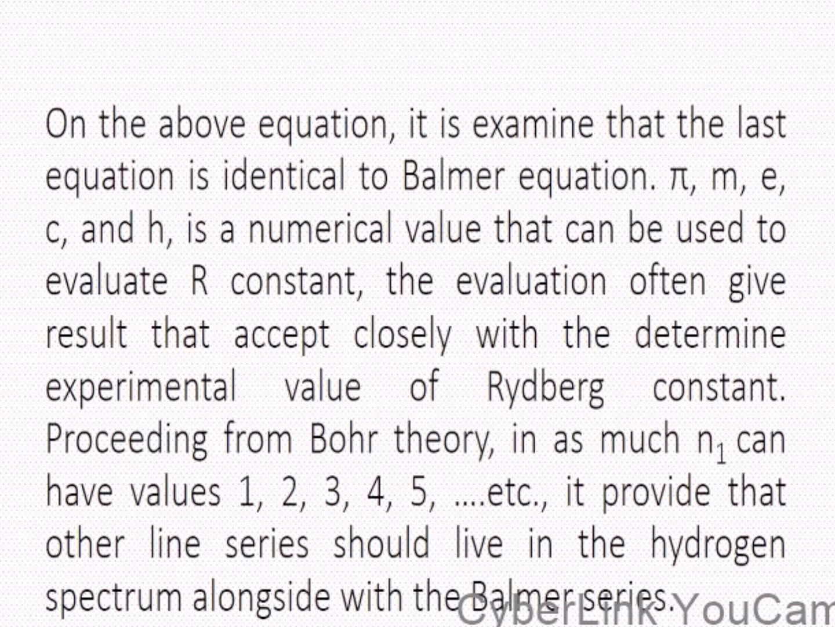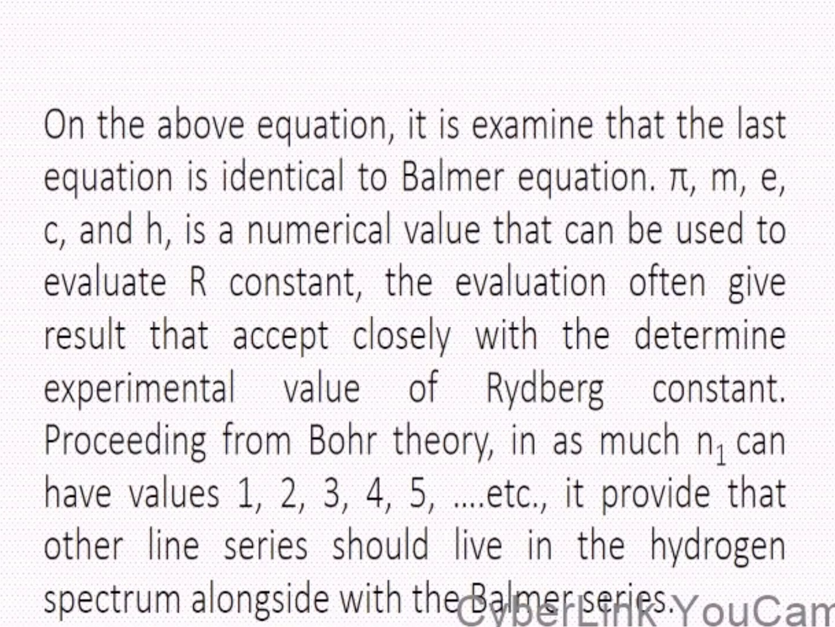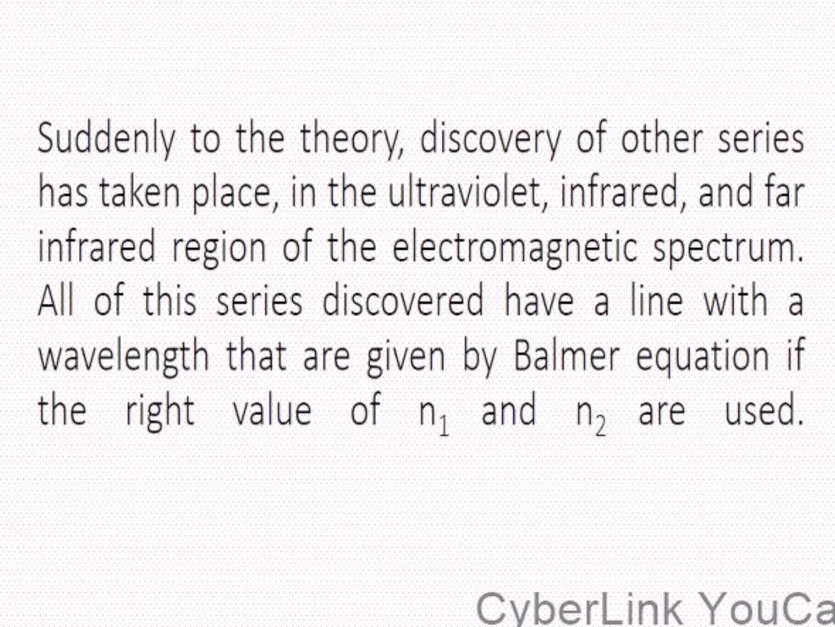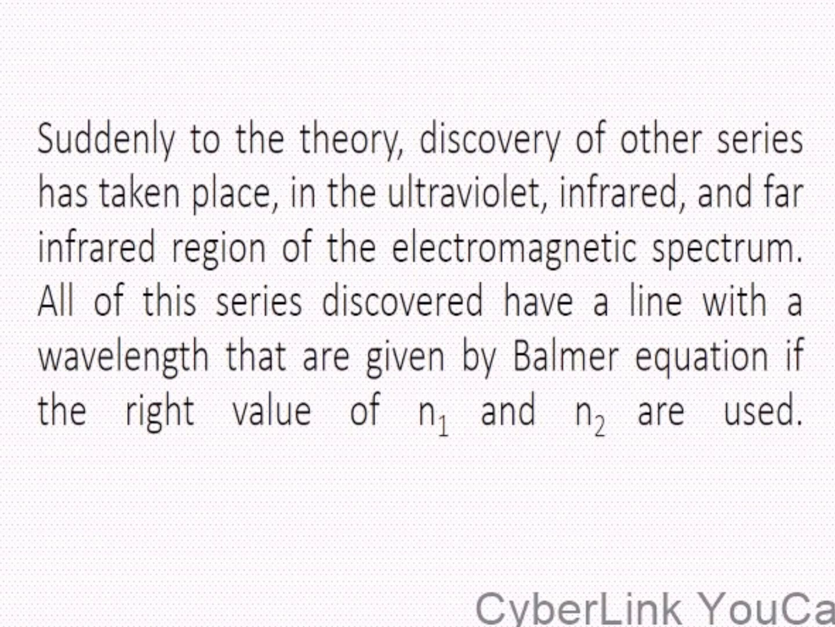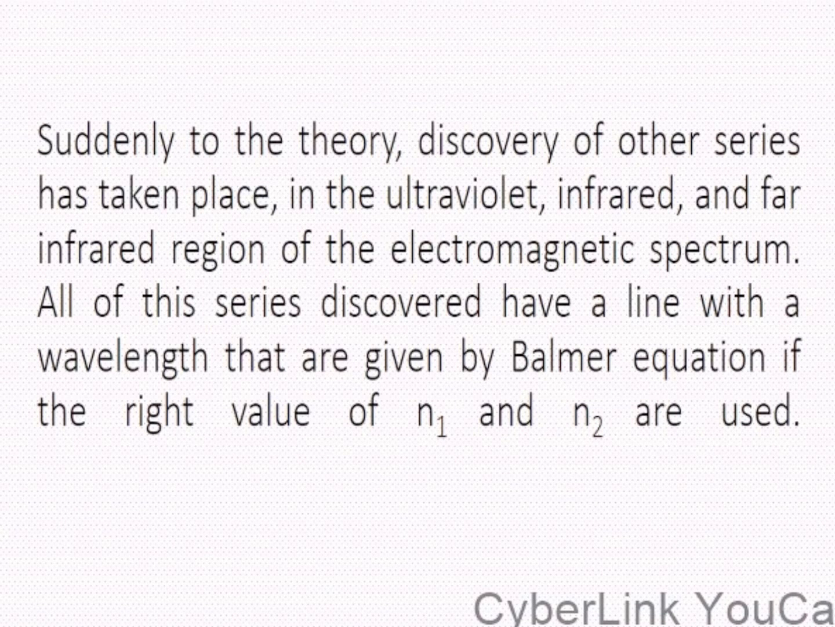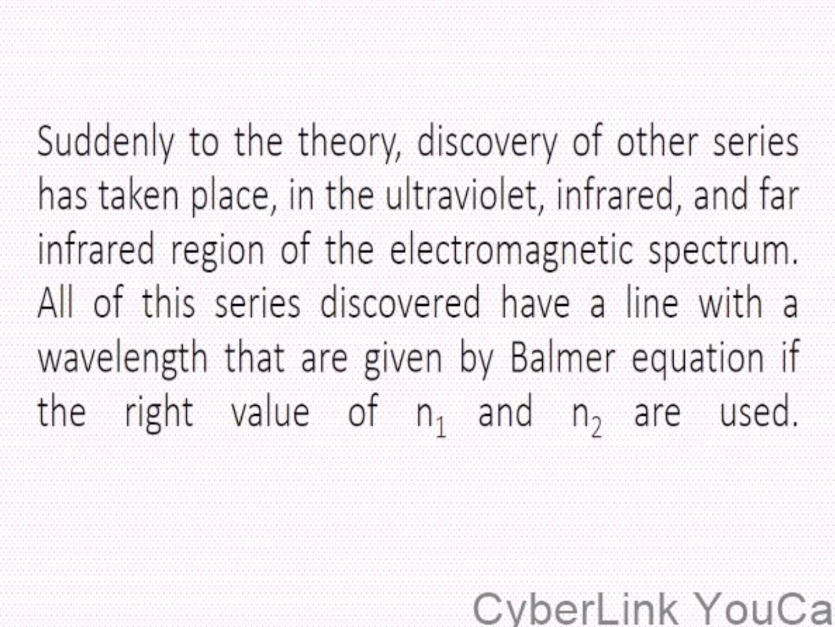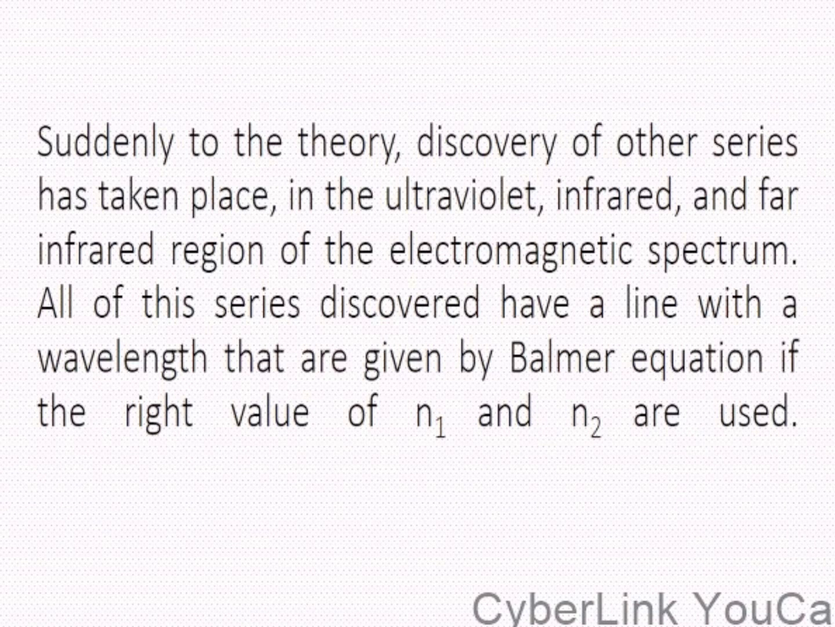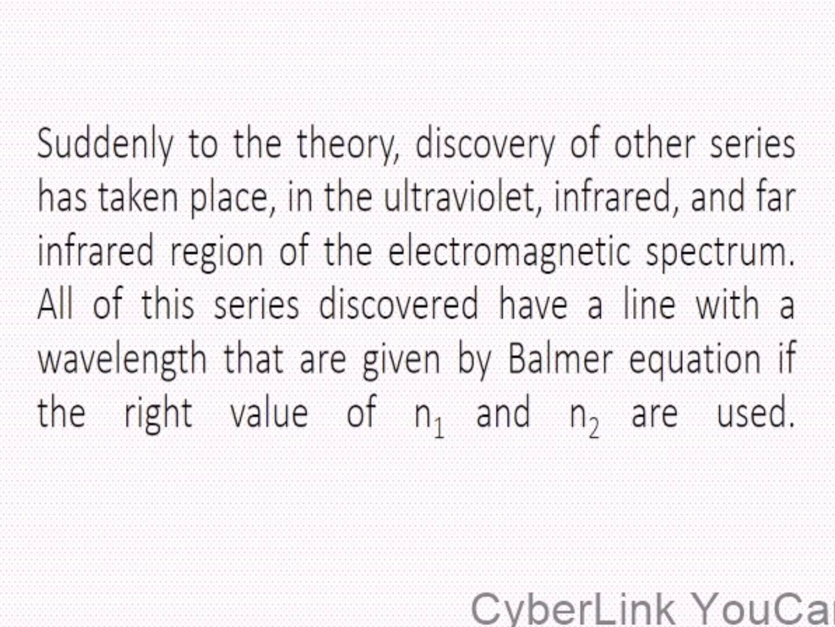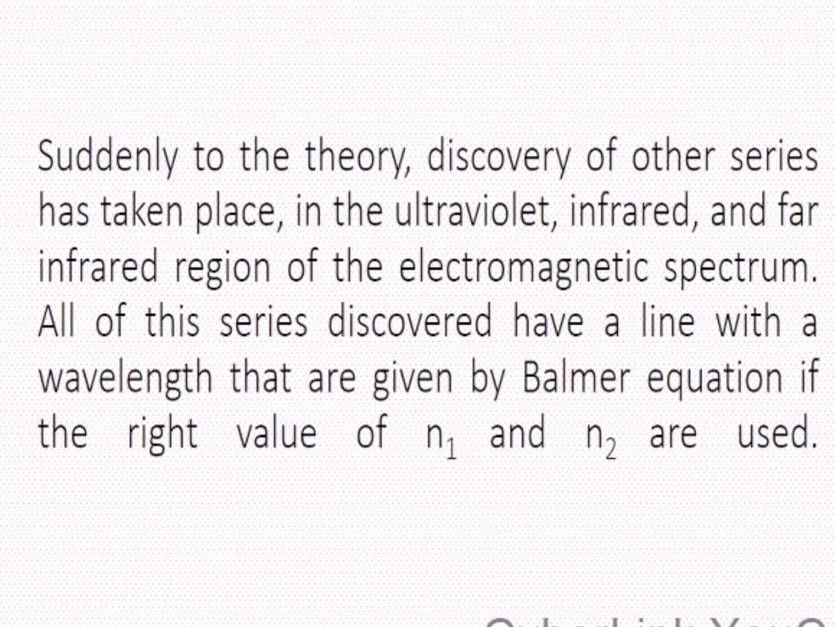According to Bohr theory, since n1 can have the values 1, 2, 3, 4, 5 up to infinity, it predicts that other line series should exist in the hydrogen spectrum along with the Balmer series. Subsequently, other series were discovered in the ultraviolet, infrared, and far infrared regions of the electromagnetic spectrum. All of these series have lines with wavelengths given by the Balmer equation if the right values of n1 and n2 are used.